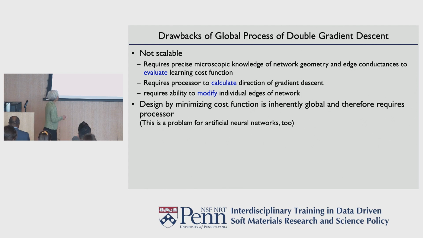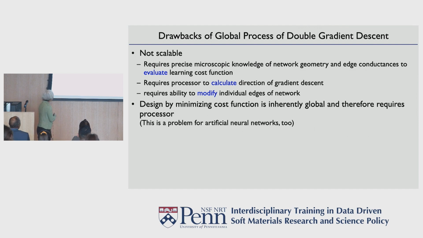You have to know all the connectivities of the nodes in order to evaluate the learning cost function, in order to minimize the physical cost function. You have to use a processor to calculate the gradient descent, and then you have to go in there and individually modify each edge in the right direction, okay? So that's not scalable. If I wanted to make a big system to do this, I wouldn't be able to do that. So that's not good enough.